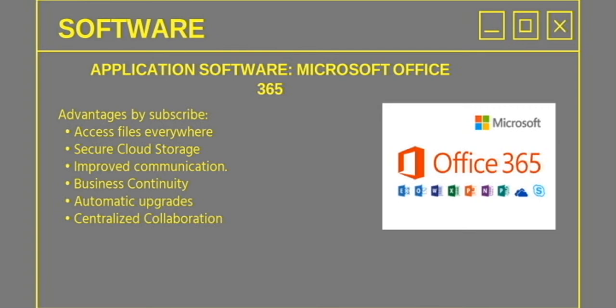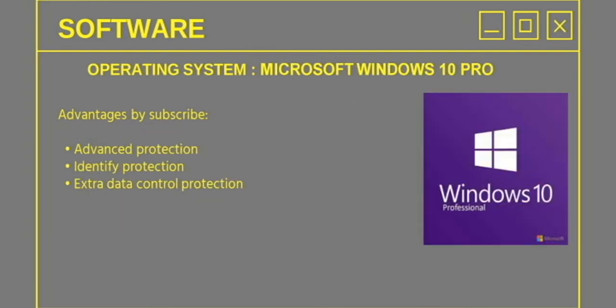Microsoft Office 365 will assist the Record Center by securing their cloud storage. They can access the files everywhere. They can improve their communication, business continuity, and the software will automatically upgrade, and they have centralized collaboration through Microsoft Office 365.